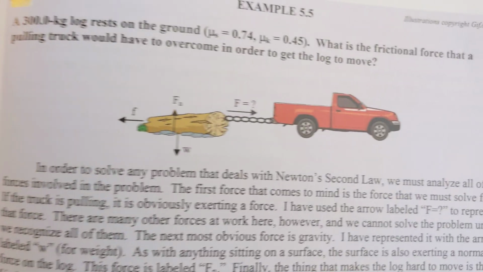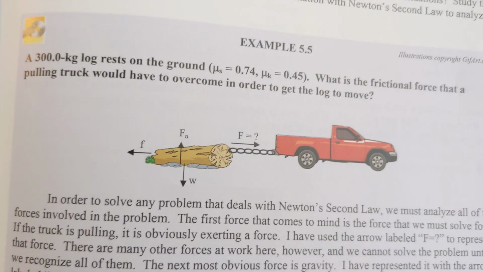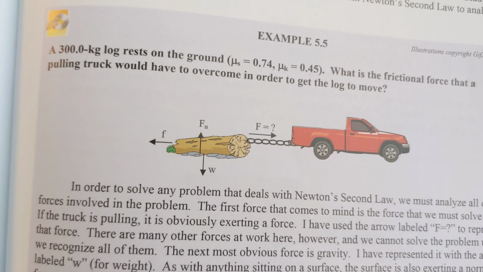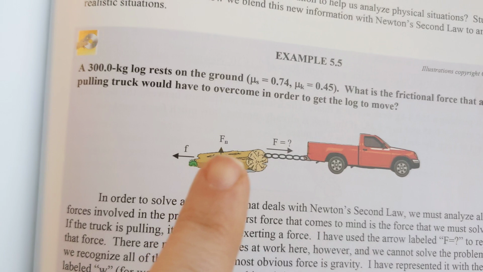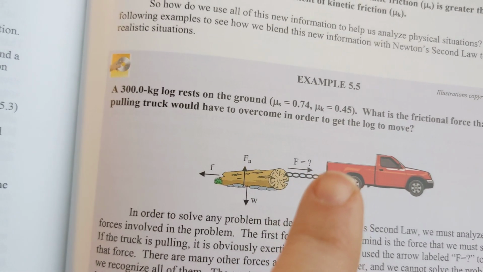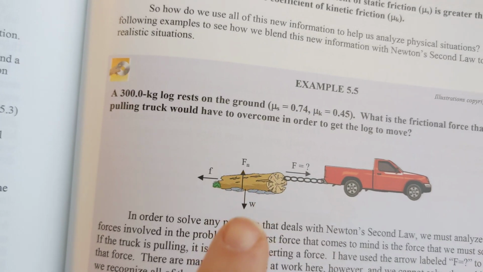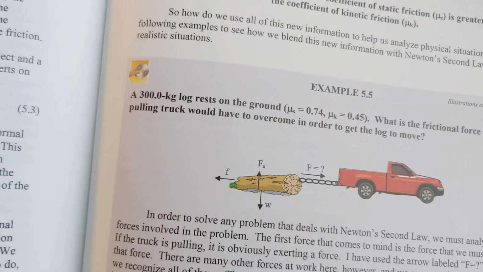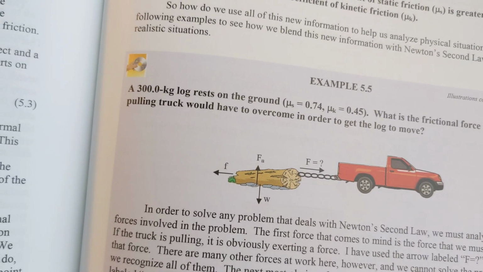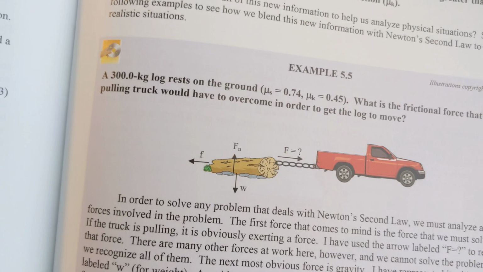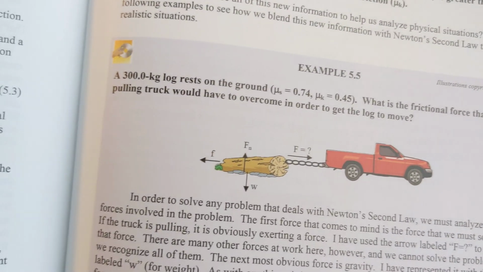If we look at the diagram here, they've already drawn it for us, which is helpful. So we have friction pulling back here, opposing motion. We have the applied force here by the truck, and that's what we're solving for. And then because the object is not flying off into space or falling through the ground, we have our normal force and weight that oppose each other and just cancel each other out.